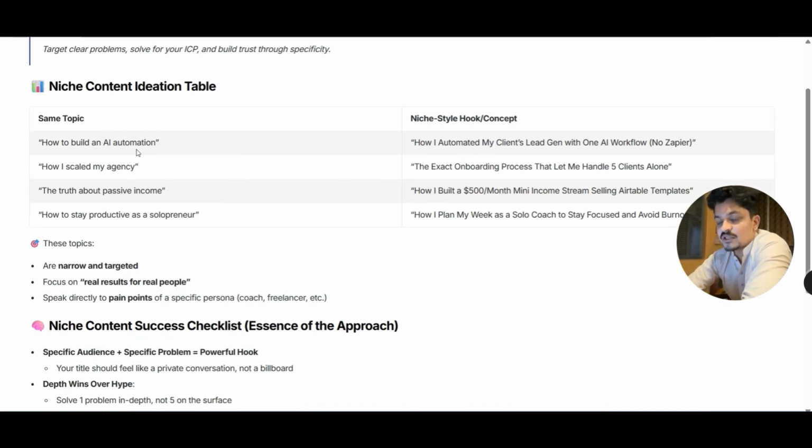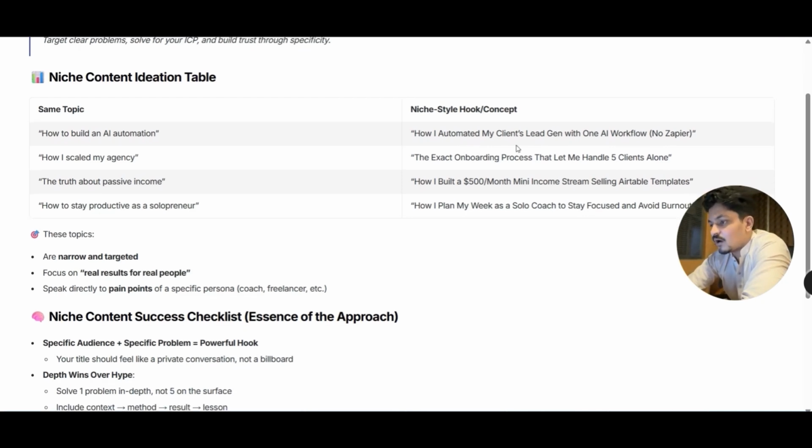For example, the first one, how to build an AI automation, the same idea. The niche style idea is going to be how I automated my client's lead gen with one AI workflow, no Zapier. You can see how niched this is, right? The second one is how I scaled my agency, the exact onboarding process that let me handle 5 clients alone, right? Again, it's talking about the onboarding process of the agency.